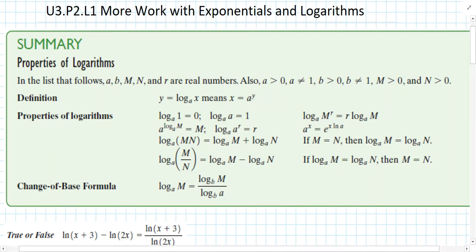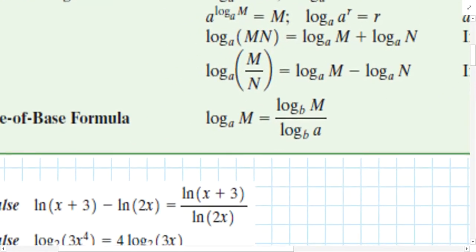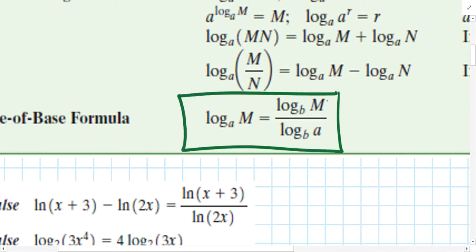Some things to keep in mind here is first that in all of these properties and formulas, A, B, M, and N are numbers. They're not variables. And A and B are going to act as the base values of our logarithm, so they must be positive and not equal to 1. And in order to comply with the domain of logarithmic functions, we're going to say that M and N are both positive as well.